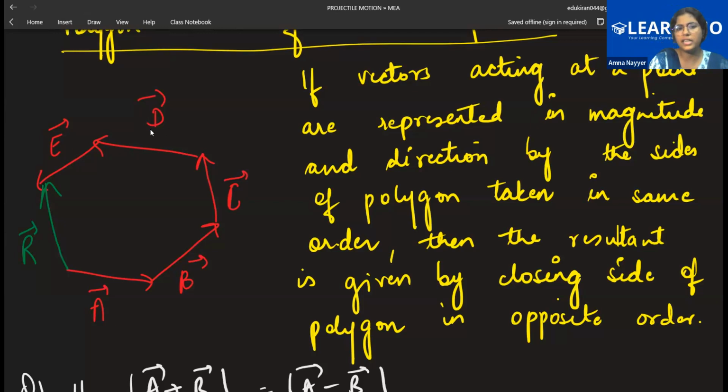First you solve E and D, then you solve D and C, then you get a resultant, then that resultant and B, then that resultant, and they give you the final result. So this much lengthy question does not come. Focus on the parallelogram law. That is the most important.